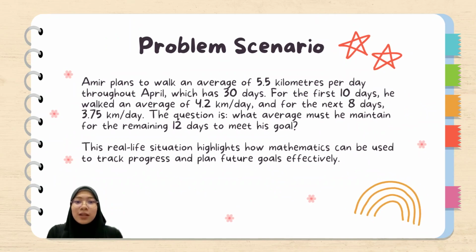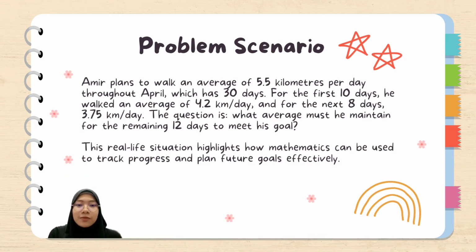Amir plans to walk an average of 5.5 kilometers per day over 30 days in April. In the first 10 days, he walked an average of 4.2 kilometers per day. And in the next 8 days, his average dropped to 3.75 kilometers per day. The question is, how far must Amir walk per day for the remaining 12 days to achieve his goal average of 5.5 kilometers per day?